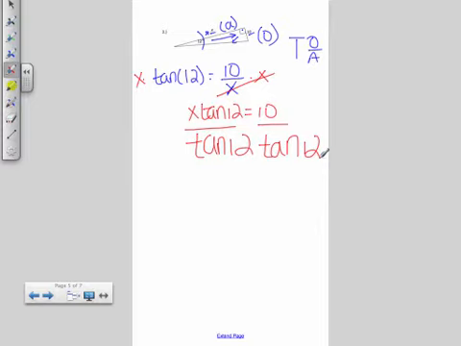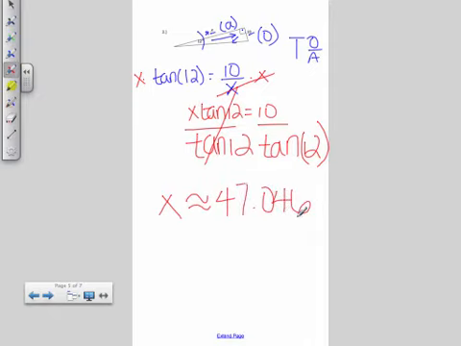So now all I have to do is type that into my calculator. Now, make sure you type in 10 divided by, then type in TAN, open up your parentheses, 12. Okay, and then it should work for you. And you will end up getting x rounded to the nearest thousandth is approximately equal to 47.046.